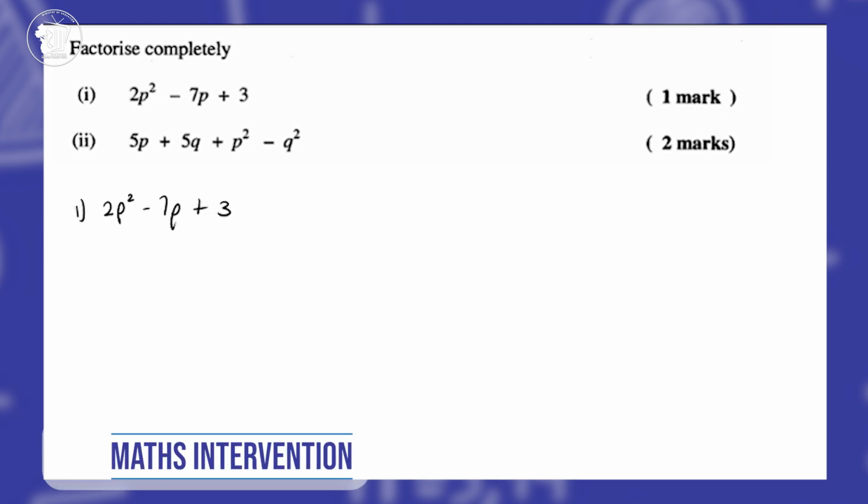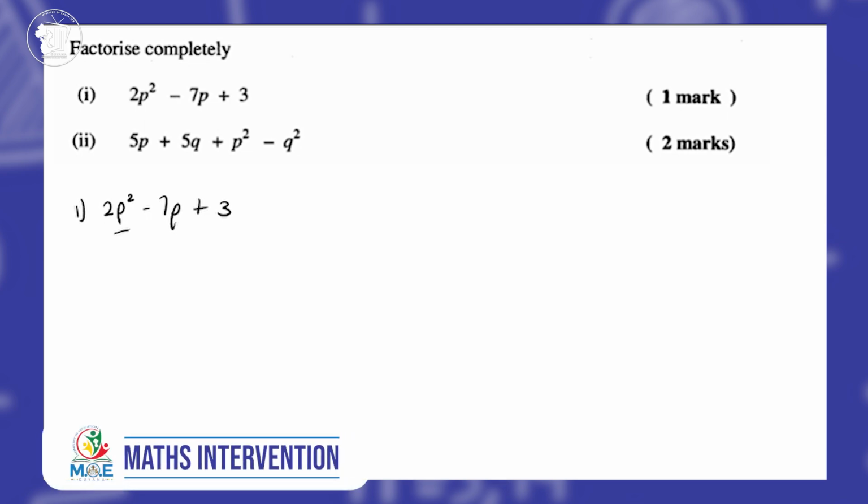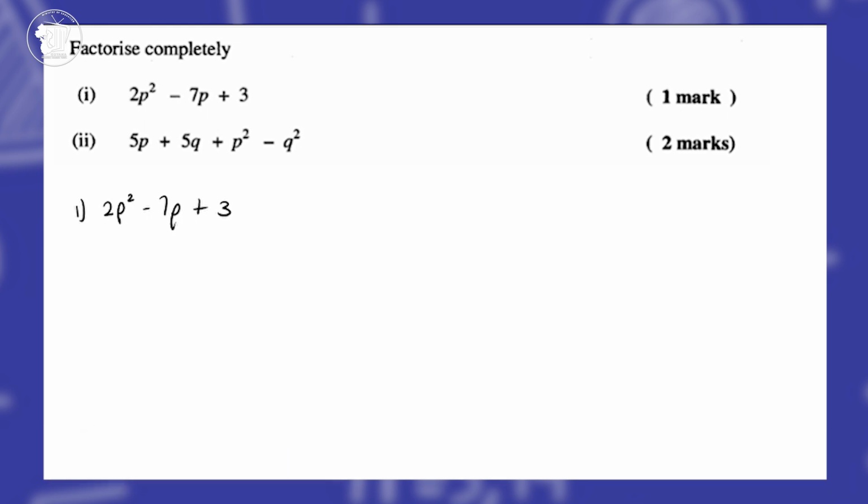In this case, I have a quadratic expression, never mind the p and so on, it's a quadratic. So I'll use the AC method. It will be a multiplied by c. A is the number in front of the squared term, in this case p squared. So it will be 2 multiplied by c, which is the number by itself, which is 3. So 2 multiplied by 3 is 6.